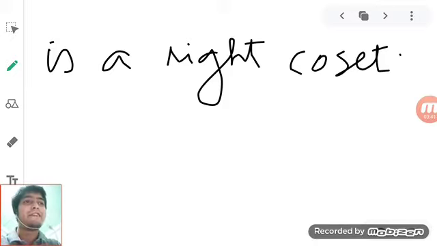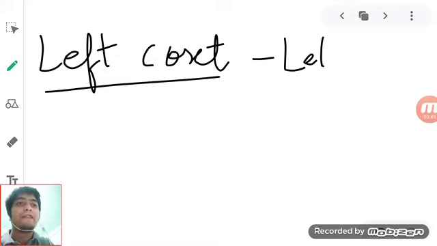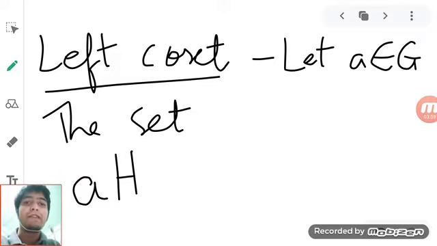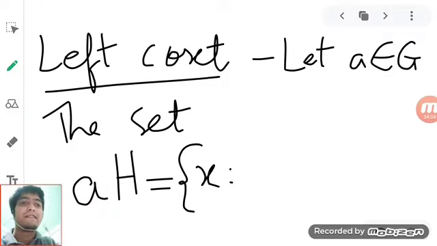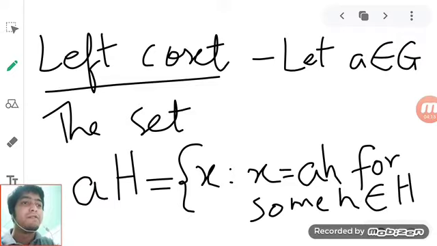How are we going to define a left coset? Again, we will need A belongs to G, and the set where we multiply or operate A from the left hand side. So you will have X such that X equals A small h for some h belongs to H. This one is a left coset.